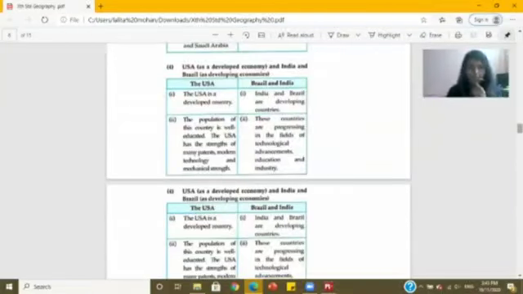First point for USA, the USA is a developed country. First point for Brazil and India, they are developing countries. Second point, the population of this country is well educated. The USA has strengths of many patents, modern technology, as well as mechanical strength. Second point for Brazil and India, these countries are progressing in the fields of technological advancements, education, and other industries.